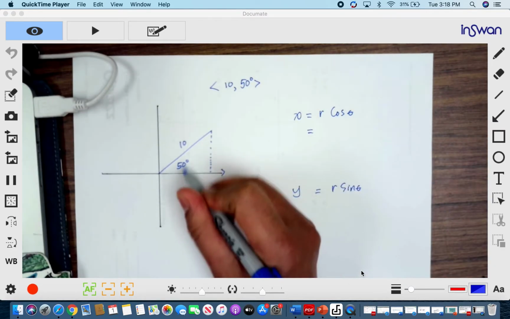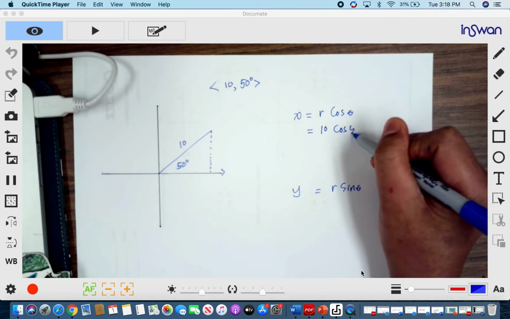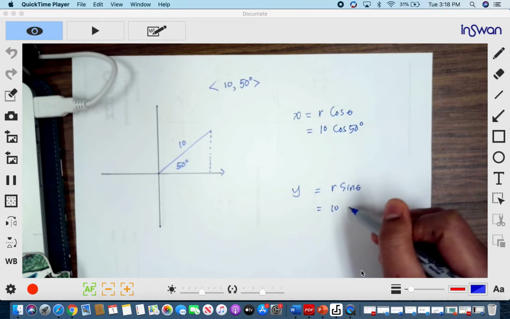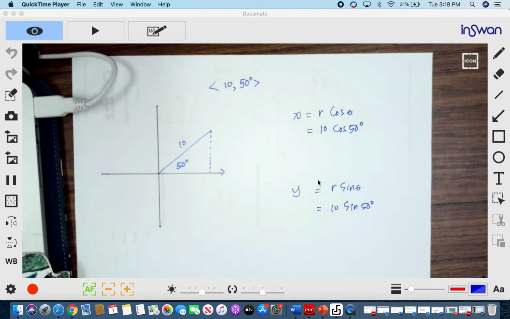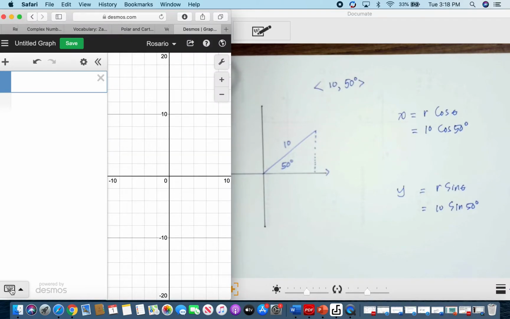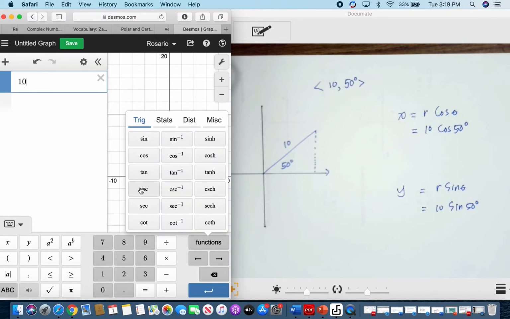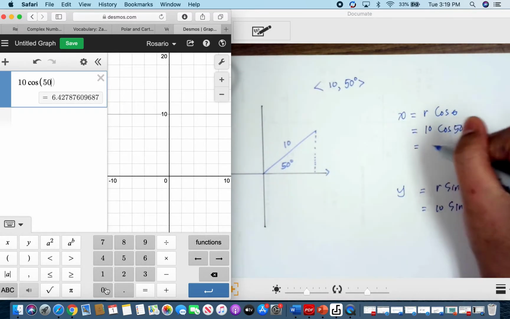Our r is 10 and our angle is 50 degrees. If we're going to make use of a calculator to find the values, this is already in degree mode. You have 10 cosine 50, and that would be the value of x. It's equivalent to 6.43.